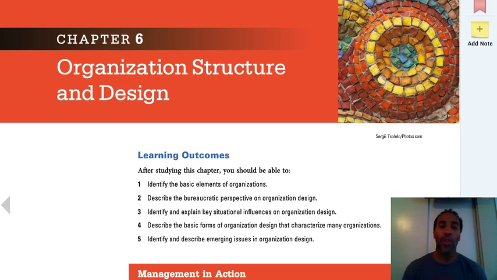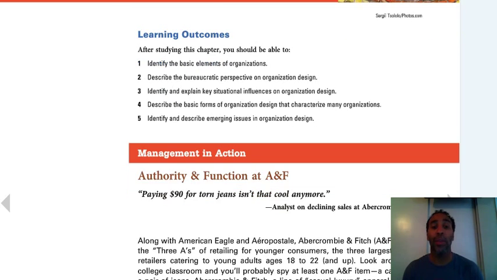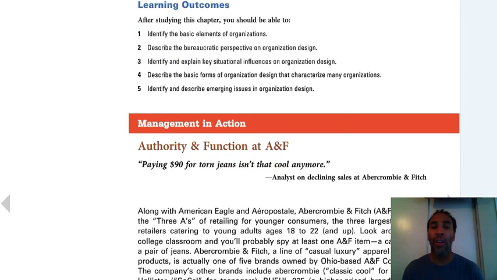Our learning outcomes for Chapter 6 are: identify the basic elements of organizations, describe the bureaucratic perspective on organization design, identify and explain key situational influences on organizational design, describe the basic forms of organization design that characterize many organizations, and identify and describe emerging issues in organization design. So obviously we're talking about organizations and how they are designed.